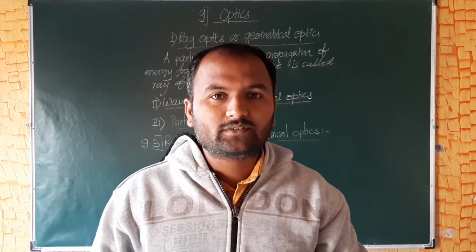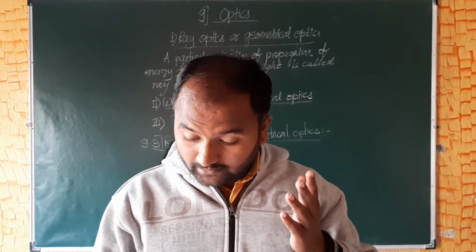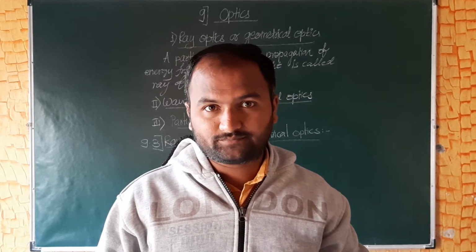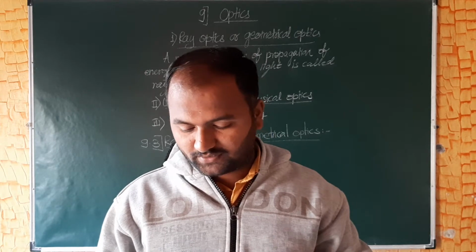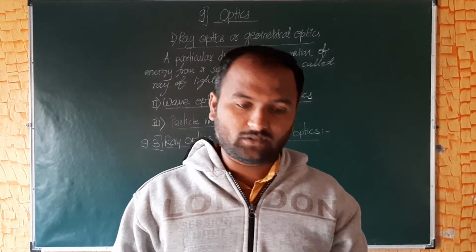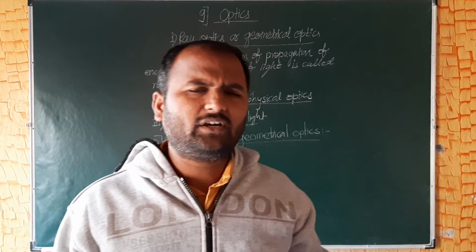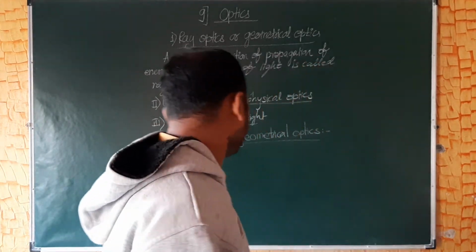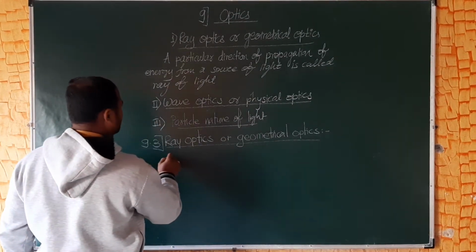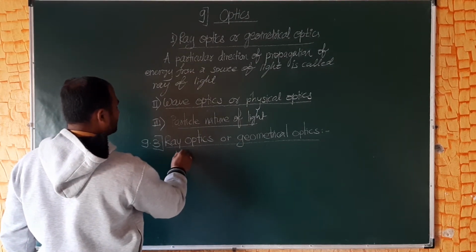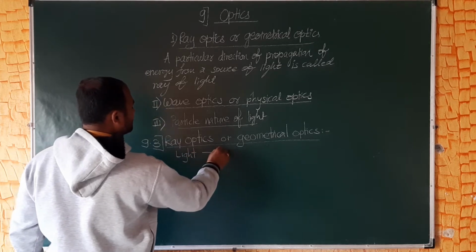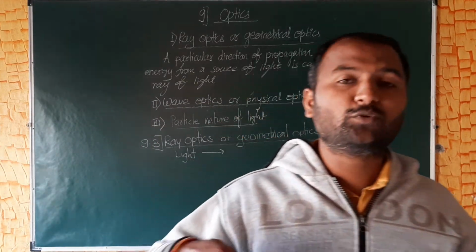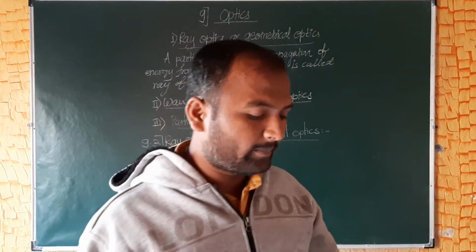What are the instruments which form the images? Mirrors, lenses, and prisms. It is based on four fundamental laws which you have learnt in earlier classes. First, light travels in a straight line. Light travels in a straight line in a homogeneous and isotropic medium.